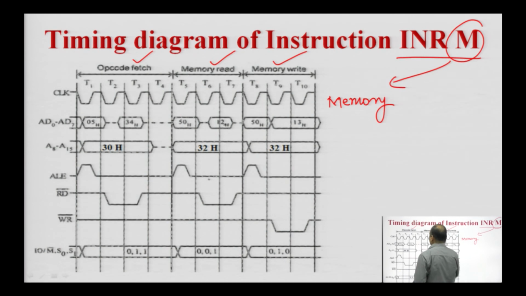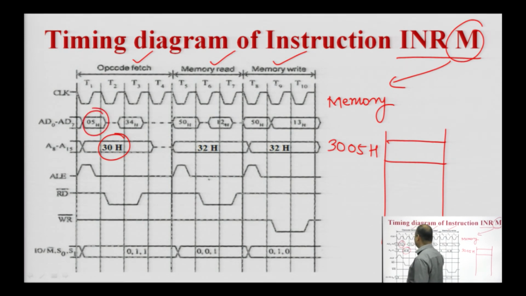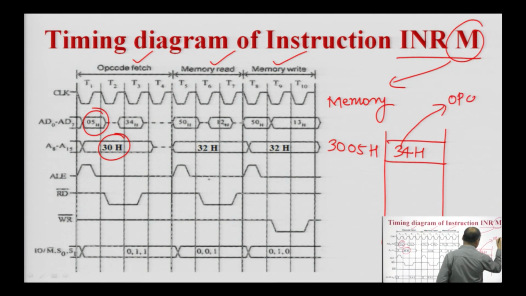Here, during the opcode fetch machine cycle, the address of this memory is 3005H. The 30 is the high order address carried by the A8 to A15 address lines, and 05 is the low order address of the memory carried by the A0 to A7 address lines. At this address 3005H, the operation code of the instruction INR M is 34H.